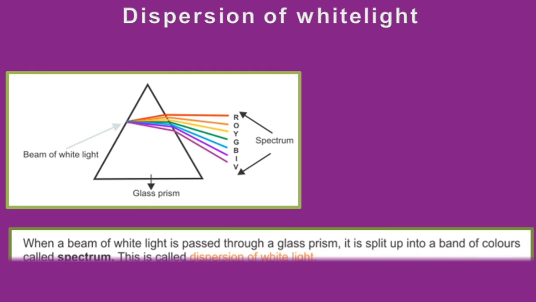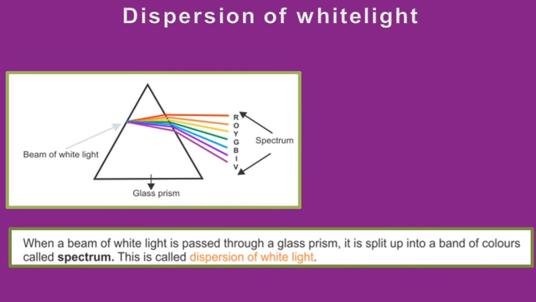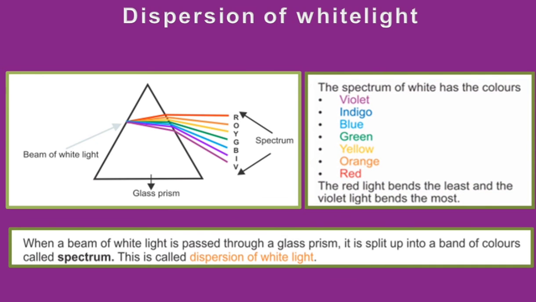When a beam of white light is passed through a glass prism, it is split up into a band of colors called a spectrum. The spectrum has 7 colors: violet, indigo, blue, green, yellow, orange, and red, VIBGYOR. The red light bends the least, and the violet light bends the most. From this experiment, he concluded that white light consists of a mixture of 7 different colors. This phenomenon of splitting of white light by a prism into its constituent colors is known as dispersion of light.